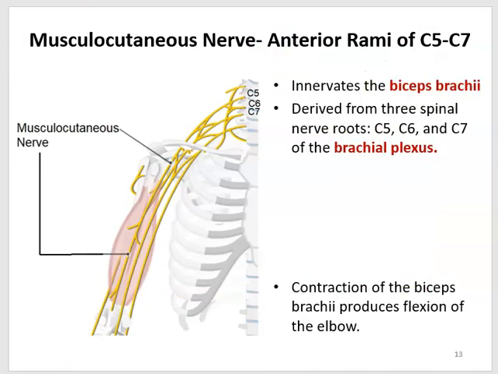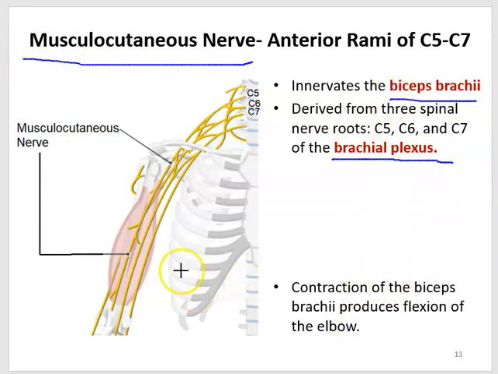There is another nerve that's kind of important that comes off of the brachial plexus, and that's the musculocutaneous nerve, and it innervates the biceps brachii. So this muscle right here. And we'll study that muscle in lab.